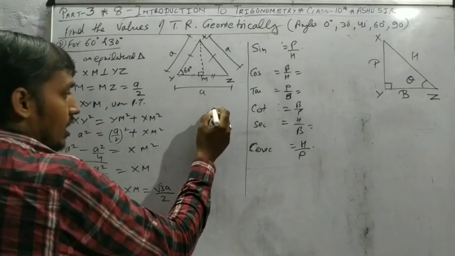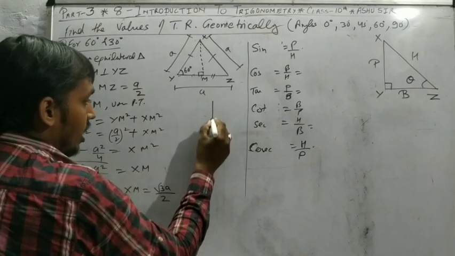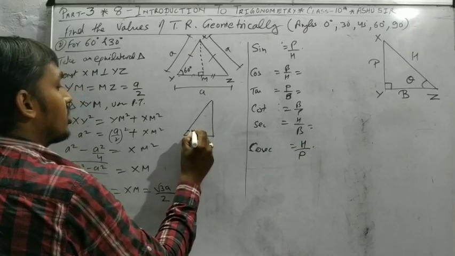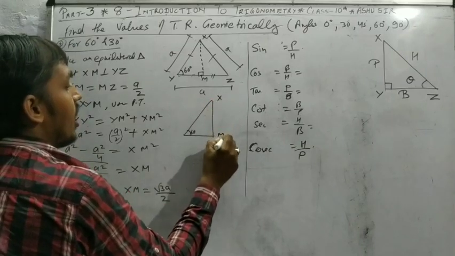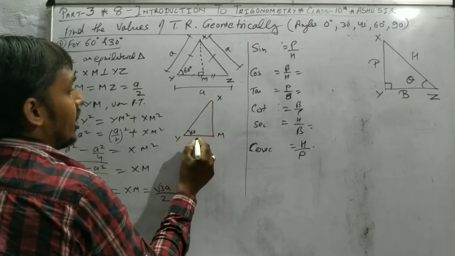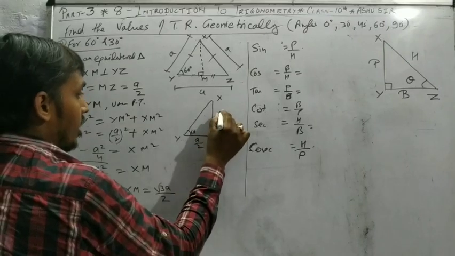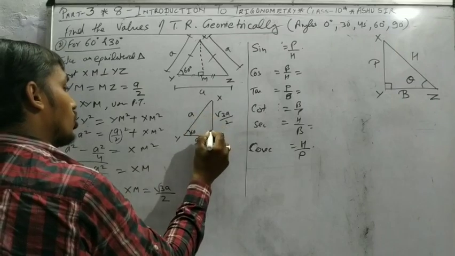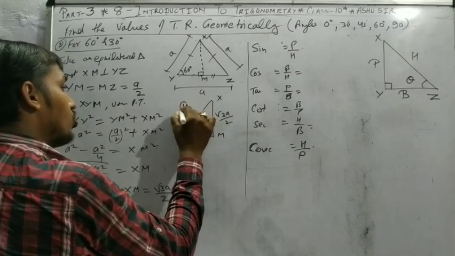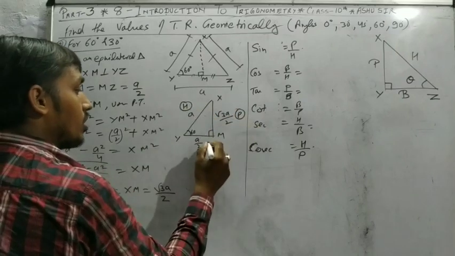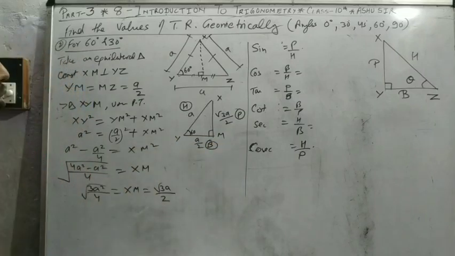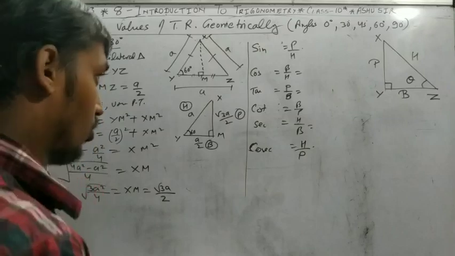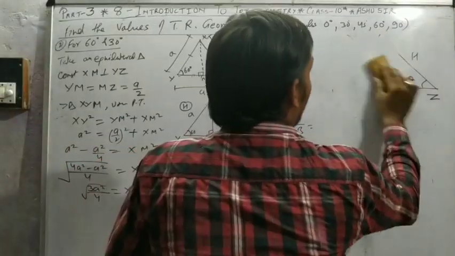So we make a clear triangle here for you again. That is 60, XMY, that is a by 2, that is root 3 a by 2, that is a. So hypotenuse, perpendicular and base. Put all the values here. Okay, so for this question we have to draw the basic figure.